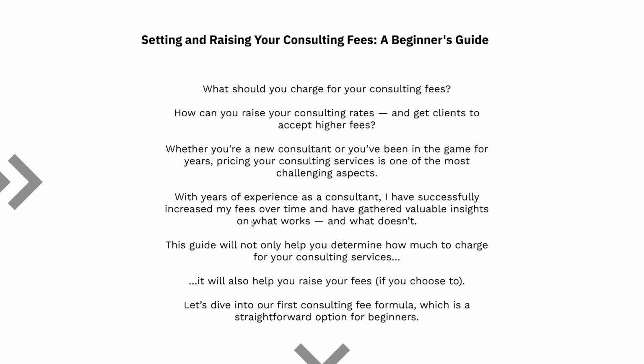And this is for if you're a new consultant or if you've been in the game for years. Pricing your consulting services is one of the most challenging aspects. So myself, I've been in the consultant space for years. I'm even in as a recruiter. Most of the years that I was in talent acquisition, the bulk of those years was as a consultant. And even when I took a full-time role, I went back to consultancy because that's what I was accustomed to, and that's what I like. There's freedom in that. And then what we're talking about today, you can charge whatever you want with that. So I've successfully increased my fees over time, and I've gathered valuable insights on what works and what doesn't.